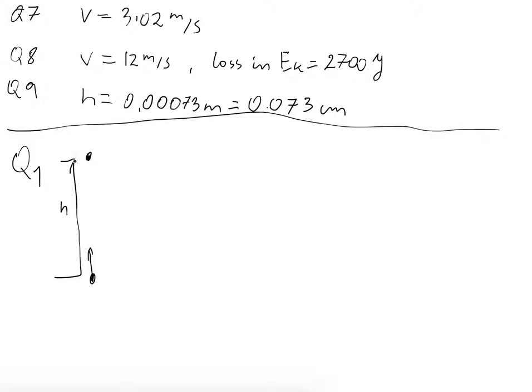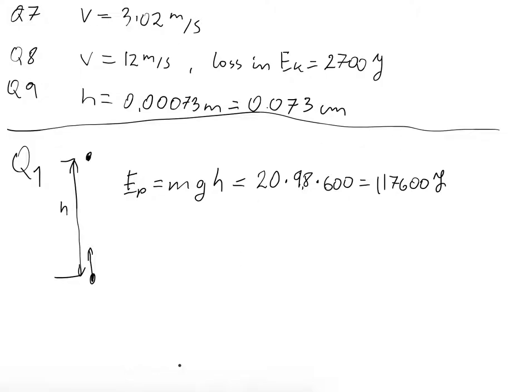So that's our h. So potential energy EP is equal to mgh. We have all the values given, so we can just substitute into the equation because we know what the mass is and we know what the height is. So in this case, we end up with 20 multiplied by 9.8 multiplied by 600, and the value is 117,600 joules. So that's the answer to the first question.